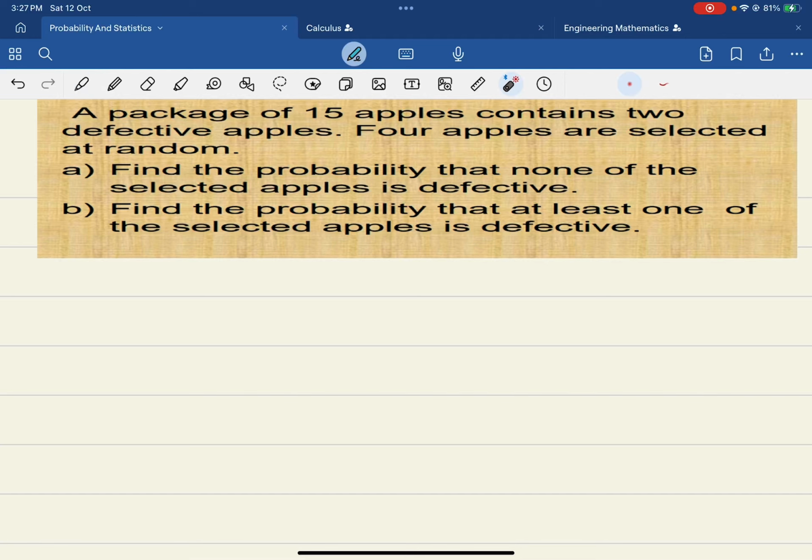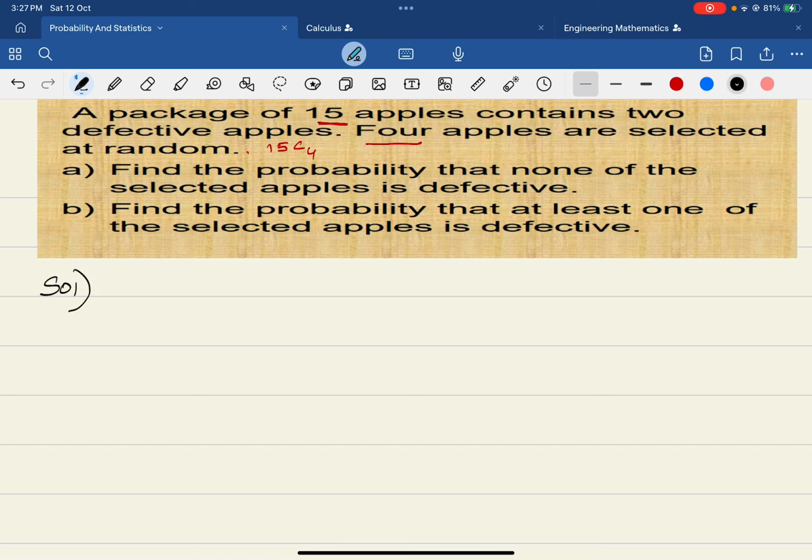A package of 15 apples contains 2 defective apples. So there are 2 defective apples out of 15. 4 apples are being selected at random. So what you can understand from here is that 4 apples are selected at random. Totally how many are there? 15. So this itself is 15C4, correct? Out of 15 you are selecting 4 apples. So this is the first thing you have to understand.